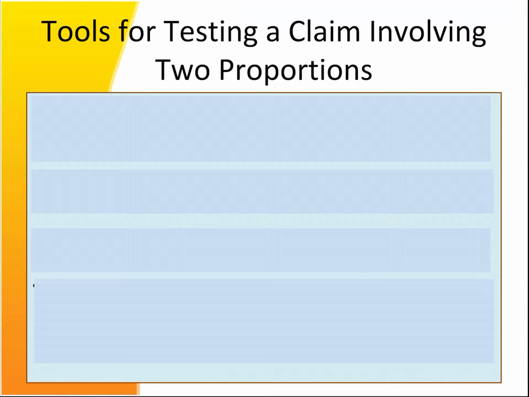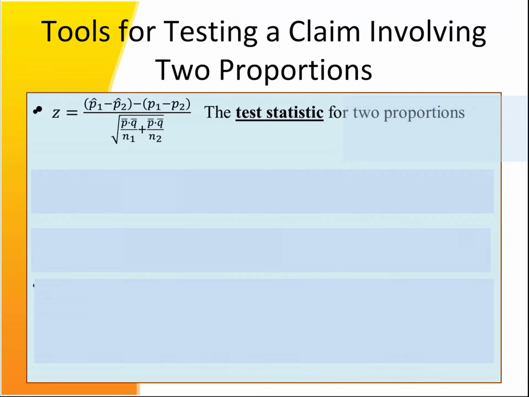Okay, p-value method. So here are some tools that we need for testing a claim involving two different proportions. The z-value, the test statistic that we're going to use, since this is proportions, is given by p1 hat minus p2 hat minus p1 minus p2, where p1 hat and p2 hat are our sample proportions from the first sample and the second sample, and p1 and p2 are our population proportions, divided by the square root of p bar and q bar, which I'll get to in just a second.